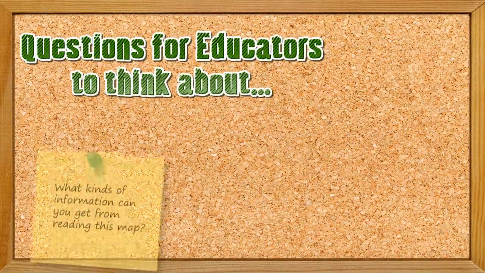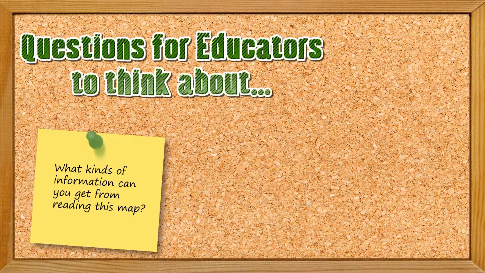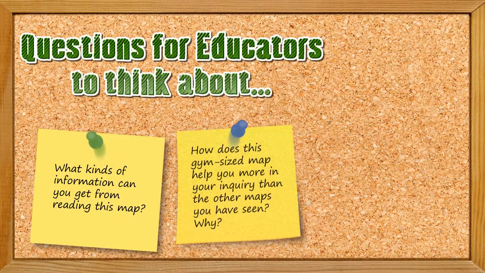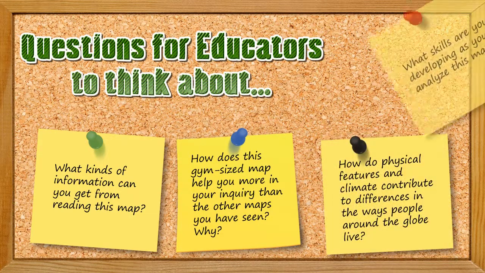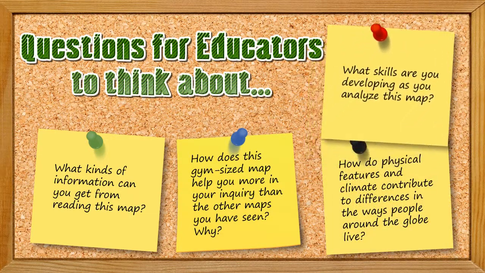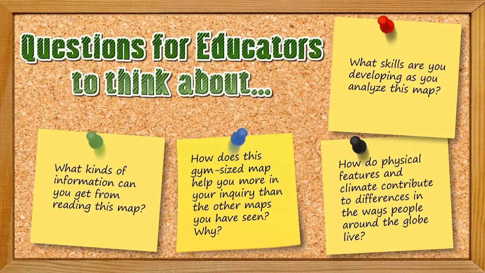We want to help. What kinds of information can you get from reading this map? How does this gym-sized map help you more in your inquiry than the other maps you have seen, and why? How do physical features and climate contribute to differences in the ways people around the globe live? What skills are you developing as you analyze this map?